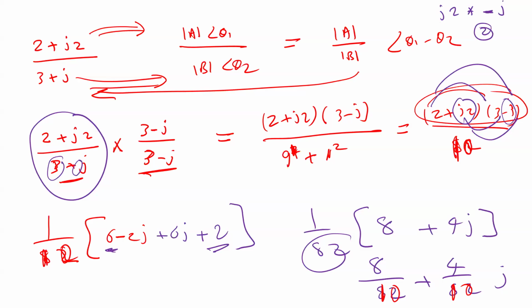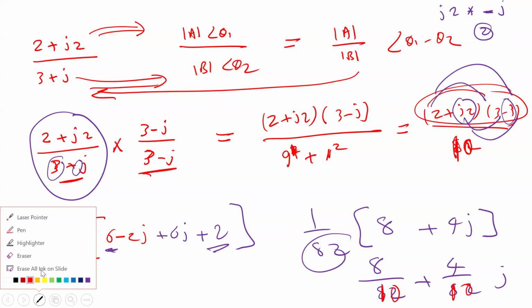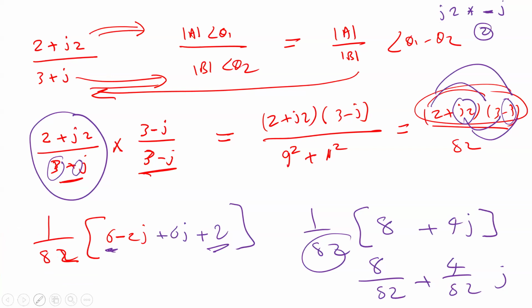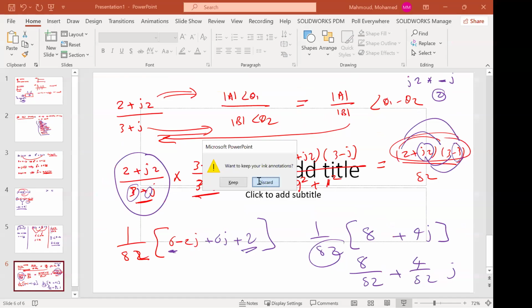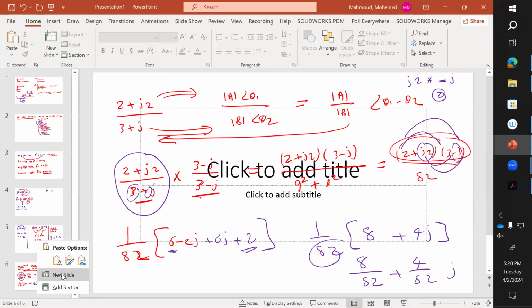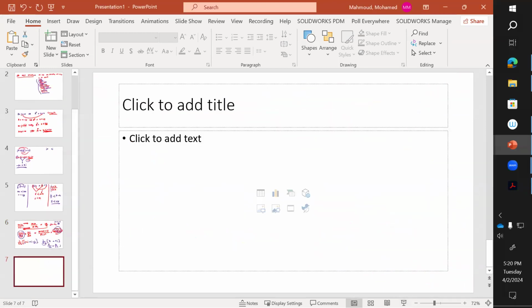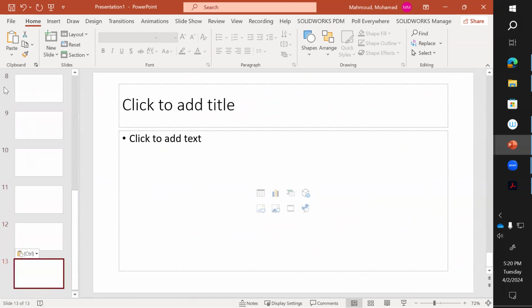One thing may be confusing some students. If you have, for example, a number like 3 plus j2 and I want to multiply it by 5, this 5 has to multiply here and here, as I told you. So it should be 5 times 3 plus j2 times 5, which is equal to 15 plus j10.